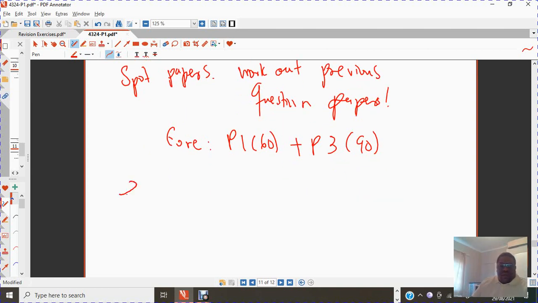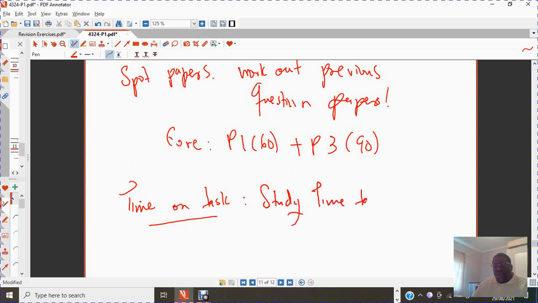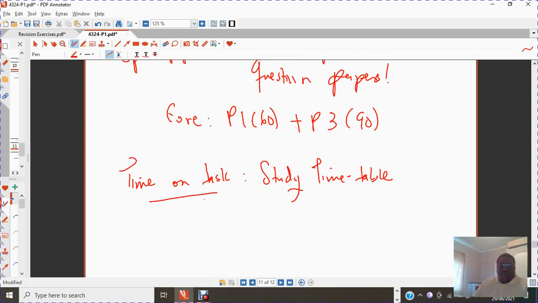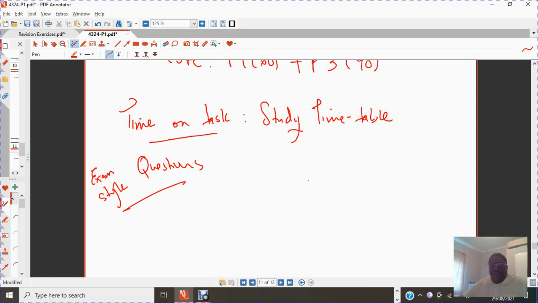Another one is there should be time on task. You need to spend time. Come up with a study timetable that will help you. Whatever textbooks you are using, make sure that in your textbook you do more exam style questions. This is going to assist you a lot to get ready for the exams. Don't spend too much on a particular topic and then you only get 3 marks asked on it anyway.